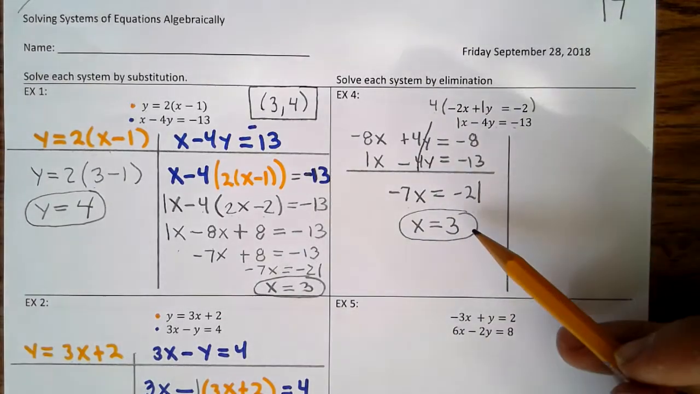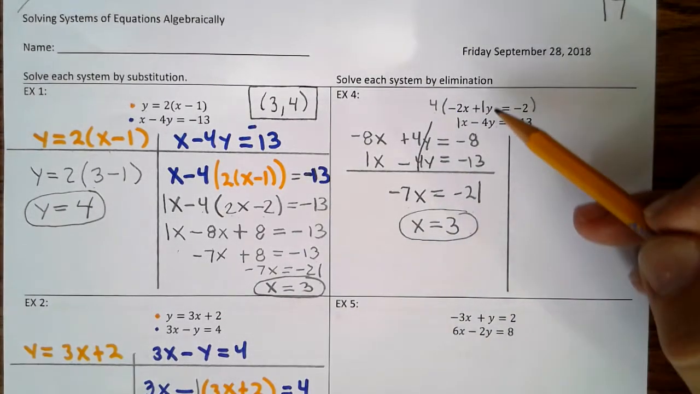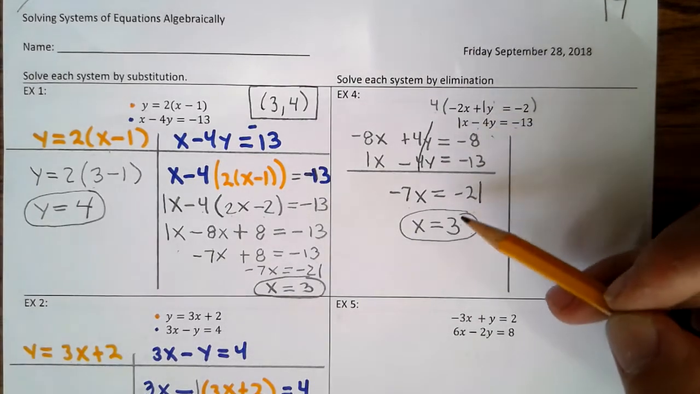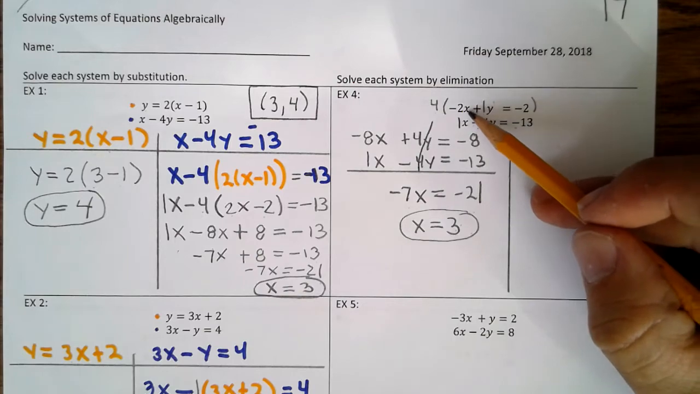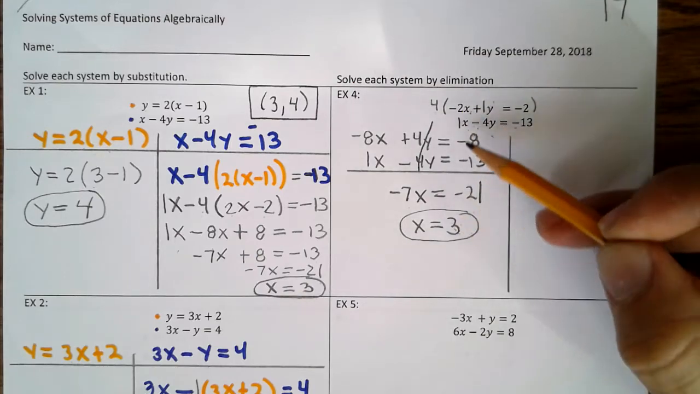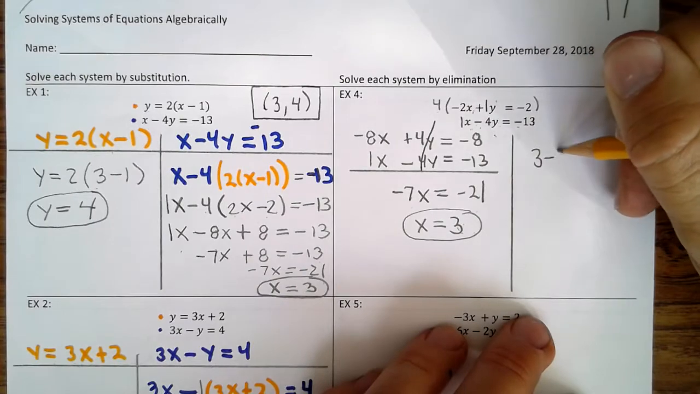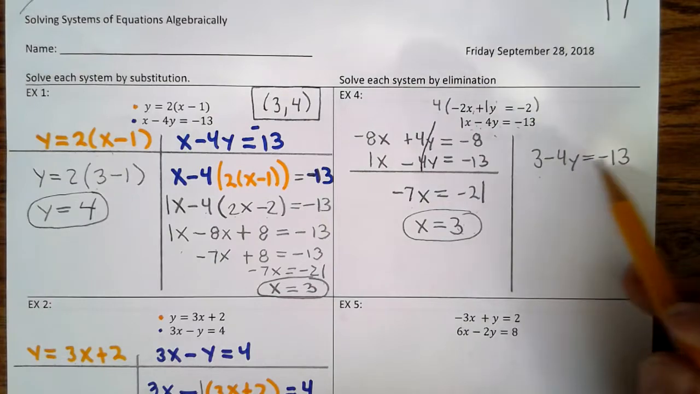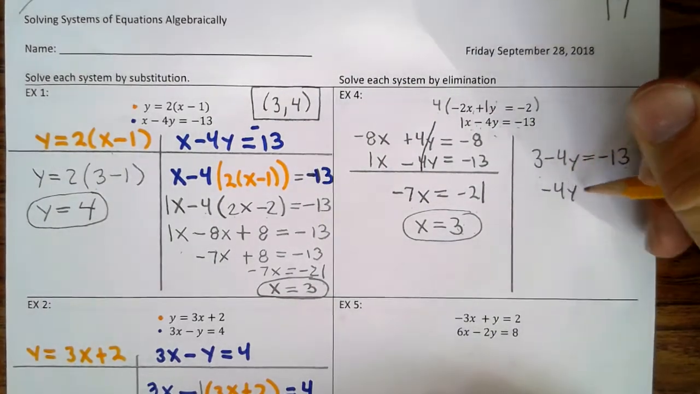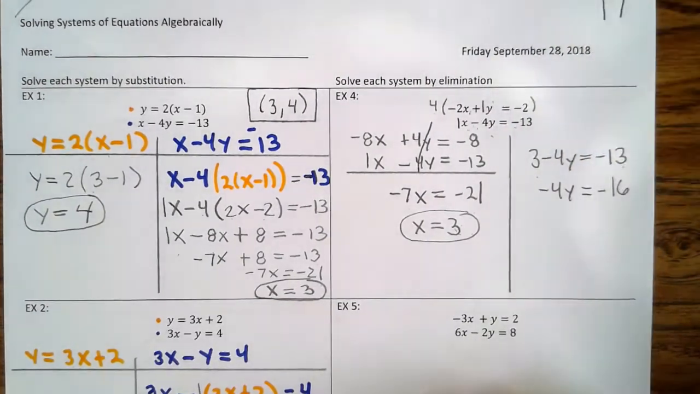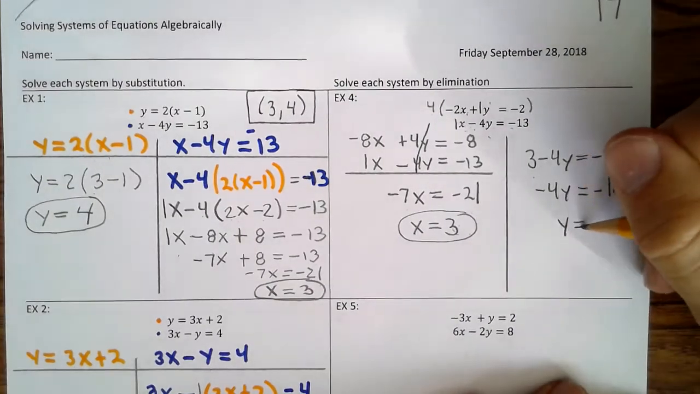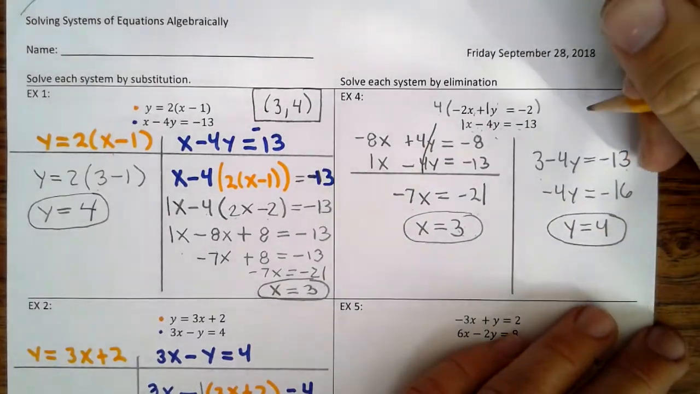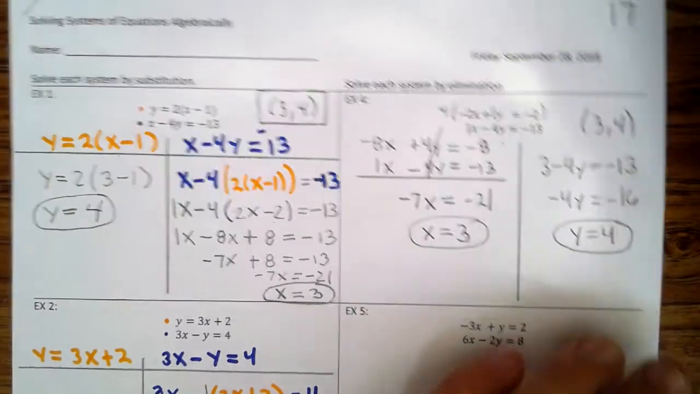Now last step, we're going to substitute this variable into, in this case, either equation. I think I'm going to plug it into the second equation because it looks easier, because all I have to have is a positive x. Here it has negative 2 times x. So plug in the second equation. So 3 in for x is 3 minus 4y equals negative 13. Subtract 3 from both sides, you get negative 4y equals negative 16. Divide both sides by negative 4, y equals 4. So the solution is 3, 4.